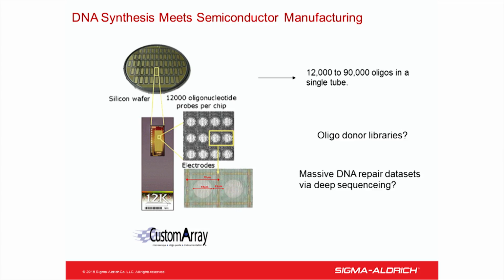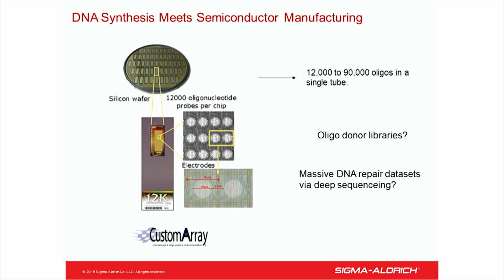So we've been doing a lot of library work with CRISPR now at Sigma, and that's largely enabled by technologies like custom array, where they can make 12,000 to 90,000 different oligos in a single tube. So you can order that for $1,000 to $1,200, something like that, and I have those within a week or so. So we use that to clone a lot of our guide RNA libraries.